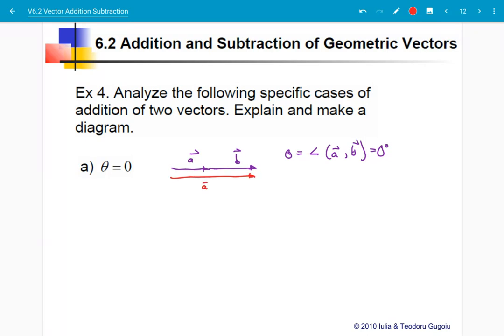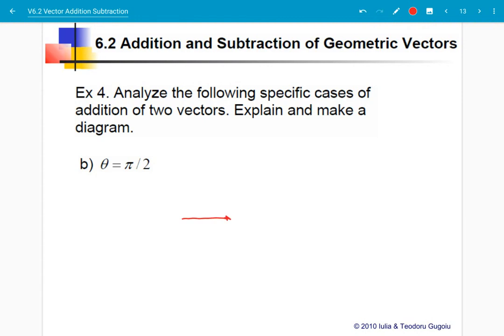And so the resultant, A plus B, is really simple. It's right here. Well, what they're trying to say is you don't have to use cosine law here. I think you can just take, to get the magnitude of the resultant, vector A and add the magnitude of vector B, and that's all that's to it. It's really straightforward. And the next one, they want you to analyze what's going on when the angle between the two vectors is 90 degrees.